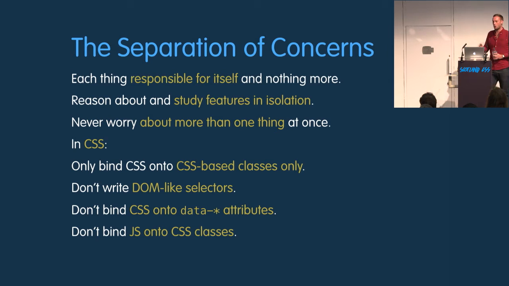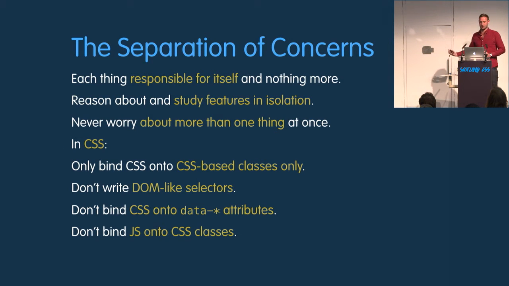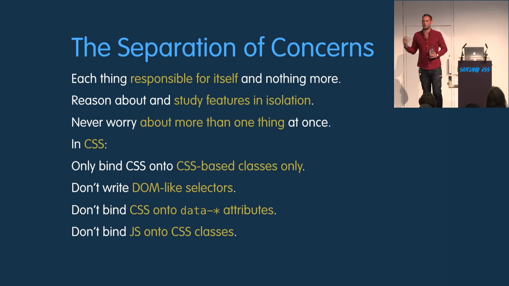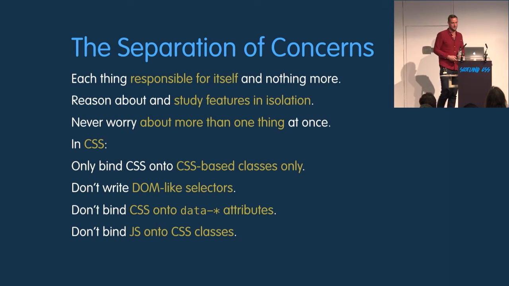So in CSS, only bind CSS onto CSS-based classes. Don't have JS-classes in your style sheets. Don't write selectors that look like HTML, so very nested HTML element-based selectors, because now you're just putting DOM information inside your style sheet. Controversial one, don't bind CSS onto data attributes. Don't bind anything onto data attributes. They are your data layer. They have nothing to do with hooks or JavaScript or CSS. And don't bind JavaScript onto CSS classes, because you can't refactor your CSS classes without risking breaking your JavaScript.